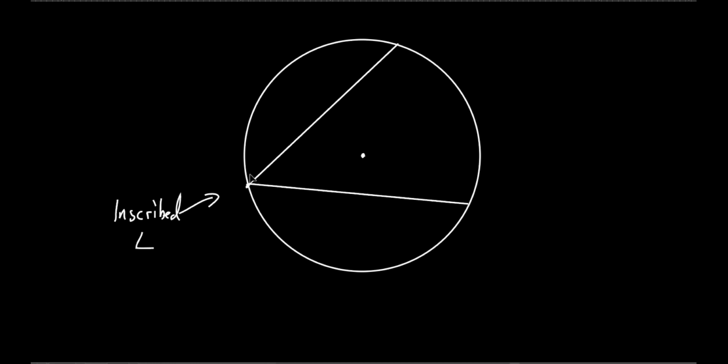Now, it does something unique. Let's put some letters in here. Let's call this A, B, C. So there's something special about that inscribed angle compared to the arc that it cuts off. You hear the words that I just said?